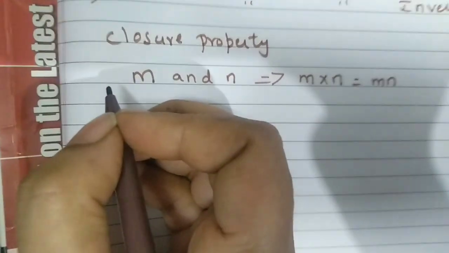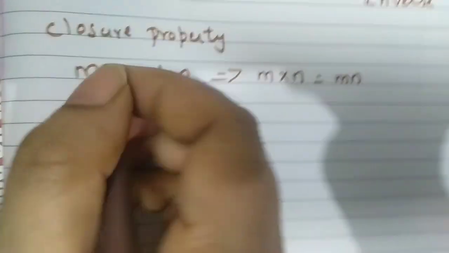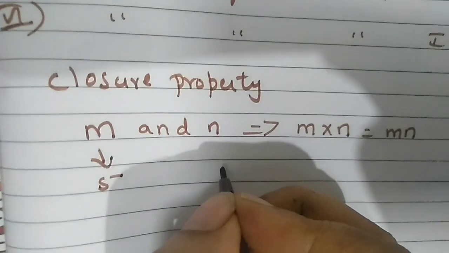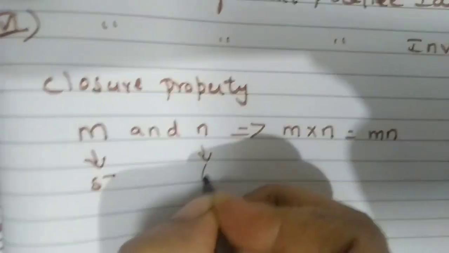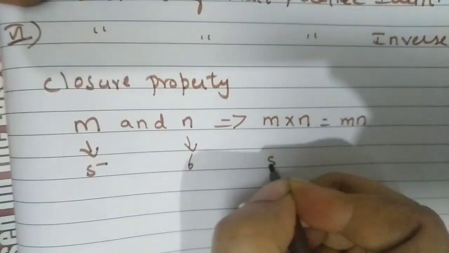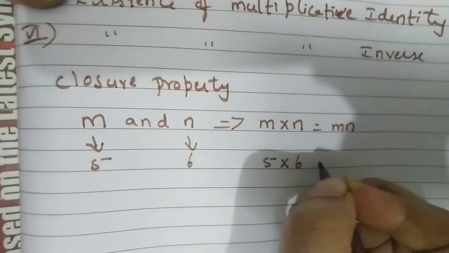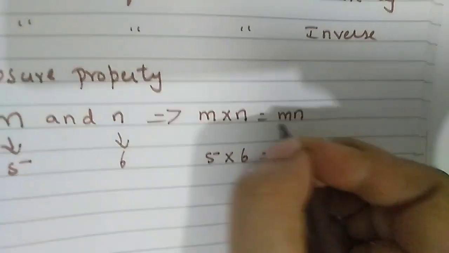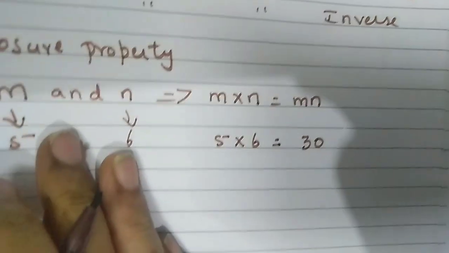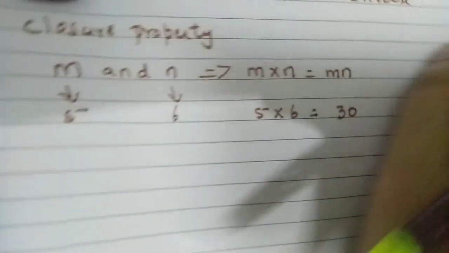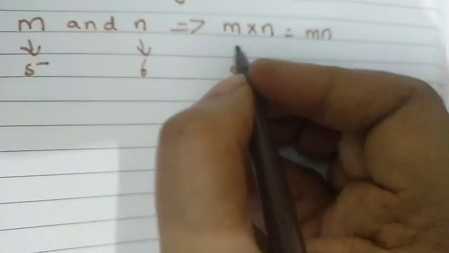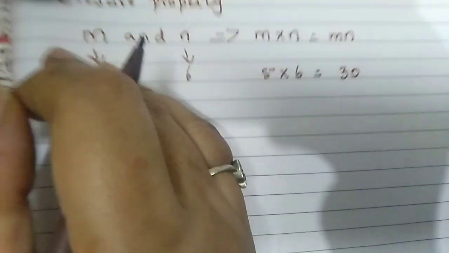Let's use this with some examples. So let's substitute the value of m with 5, and let's substitute the value of n with 6. So I can write it as 5 into 6 gives me 5 6 are 30. The product of 5 into 6 gives me 30. So 30 is also an integer. So we have 5 is an integer, 6 is also an integer, and the product of 5 into 6 is also an integer.